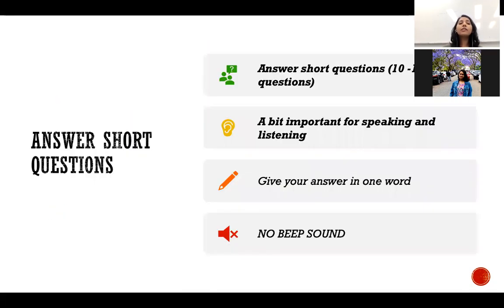So the last question type, the fifth one, is answer short questions. You will be listening to about 10 to 12 of these questions. This is a lottery type of question. You get the answer, you get it, you don't, you don't. So what happens here? An audio is played, and the speaker is going to ask you a question. You're supposed to answer it in a word or two.